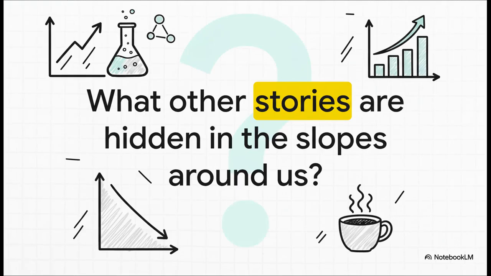And really, that brings us to our final thought. If slope represents speed on a graph of motion, what else can it represent? Well, it could be the rate of a chemical reaction, the growth of a population, or the inflation of prices. The story of steepness is written literally everywhere if you just know how to read it. So, what other stories are hidden in the slopes all around you?